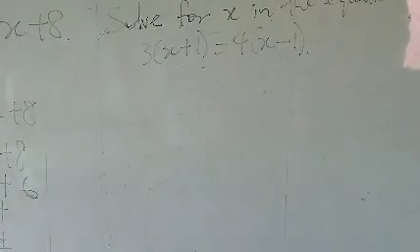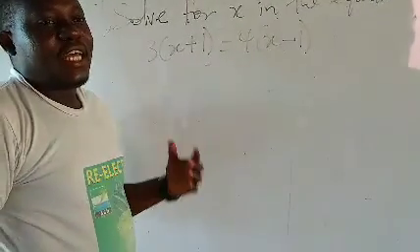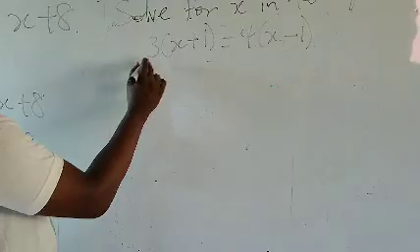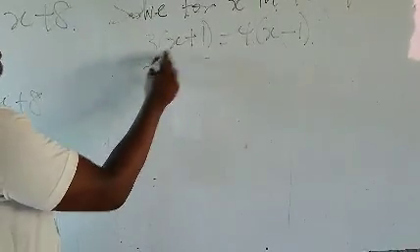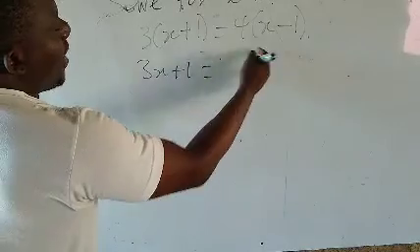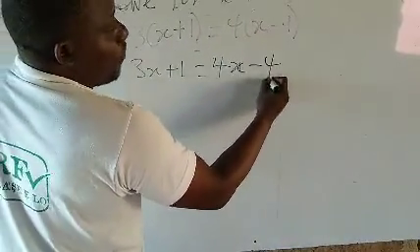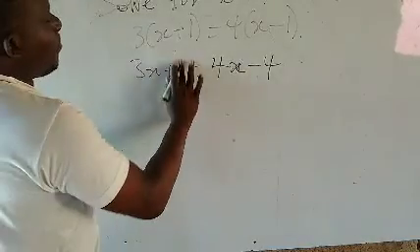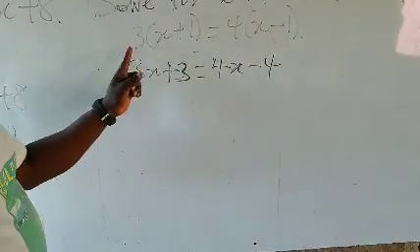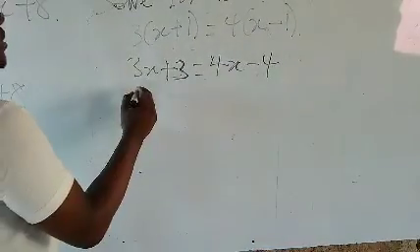When you look at this statement, there are 2 brackets. That means you have to open the 2 brackets, or expand the 2 brackets. Now 3 of x is 3x. 3 of 1 is plus 3. 4 of x is 4x. 4 of negative 1 is negative 4. This will be positive 3. Thank you, my students. 3 of 1 is 3.